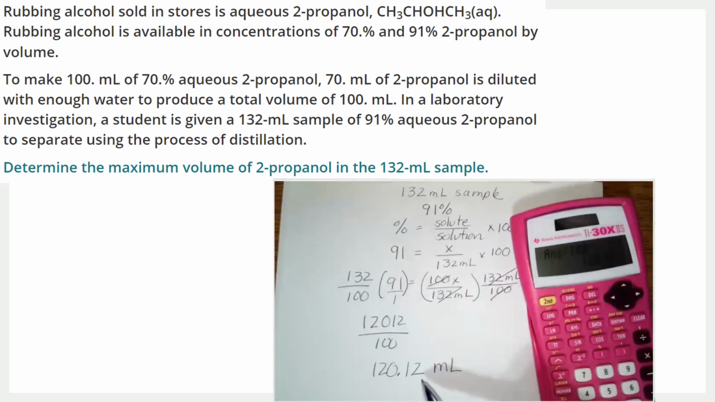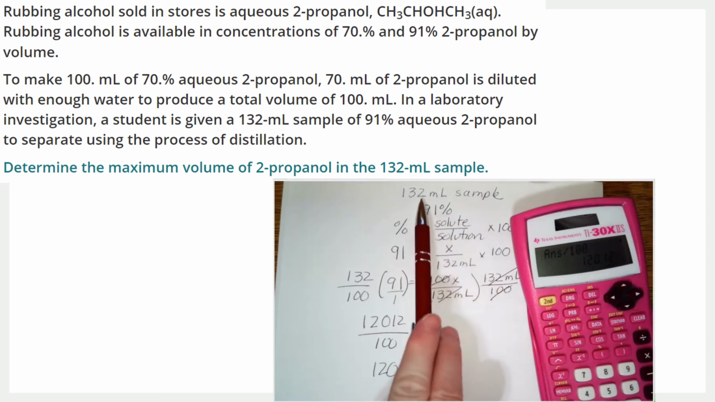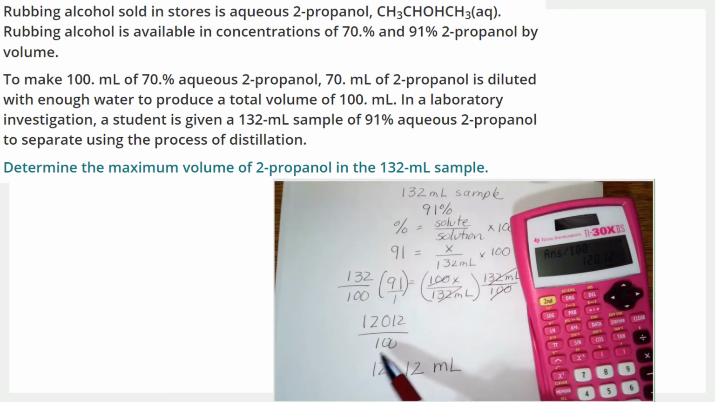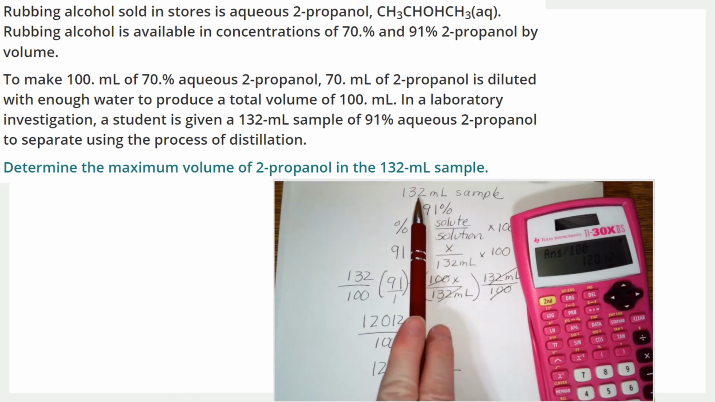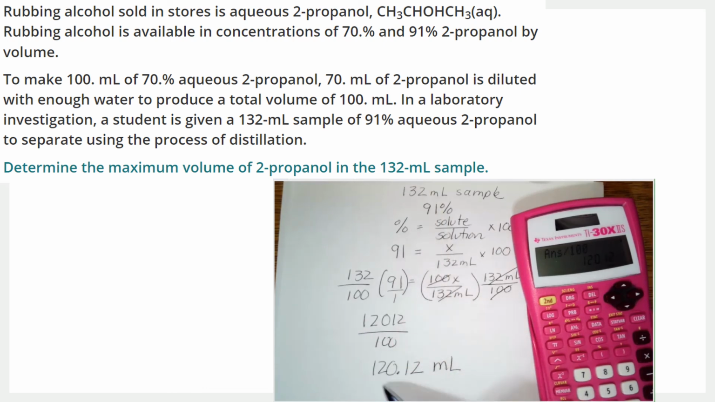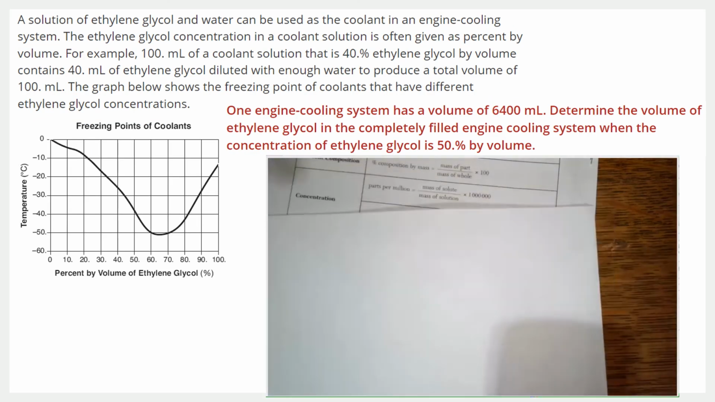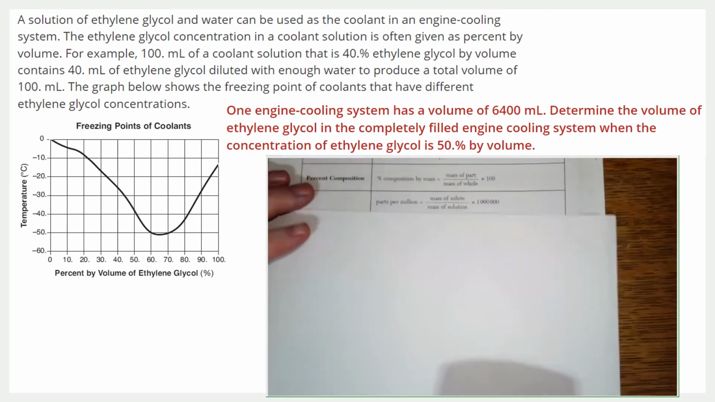Now, let's see. Does that make sense? Well, it's 91%. That's a lot, right? And I started with 132 milliliters. Doesn't it make sense that 120 of it would be the propanol? Yes, absolutely, because that's pretty close to this number, but not over it. If I got an answer that was 500 milliliters, that would make no sense because I only have 132 to start with. So there you go. That's how to set it up when you're using the percent composition that way.